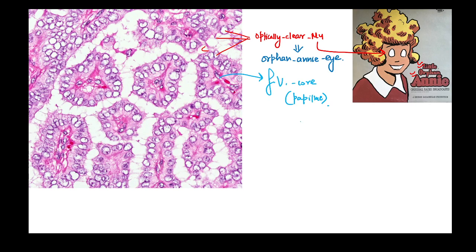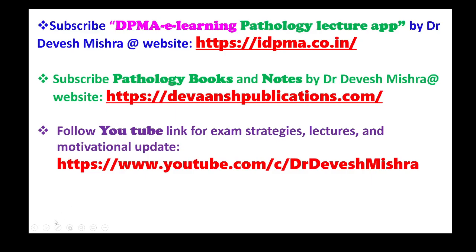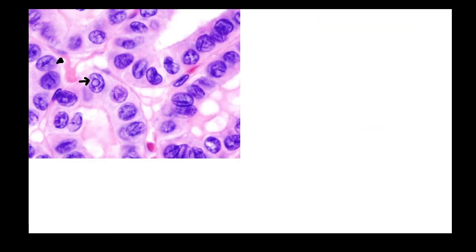So then we'll be calling them a pseudo papilla, right? So now you are done with the first finding, that optically clear nuclei. Clear, everybody? Yes. Now look at the second picture. This is the picture where we are seeing the other two nuclear findings of the papillary carcinoma of the thyroid, right?